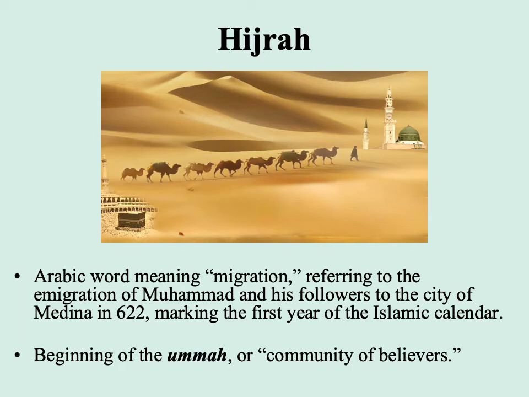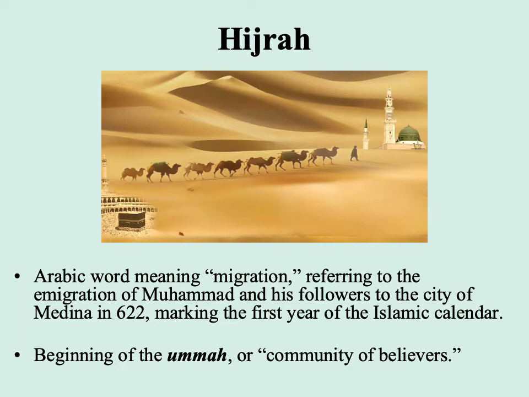Hijrah, literally the Arabic word for migration, referring to the emigration of Muhammad and his followers to the city of Yathrib. Let's just say Medina, because that's how we know it today, in the year 622. But why is this event considered so significant? I mean, there is no better way to mark the importance of an event than to initiate a whole new calendar with it, right? So you might be wondering, why not the year 619, when Muhammad experienced his first prophecy, or the birthday of Muhammad?